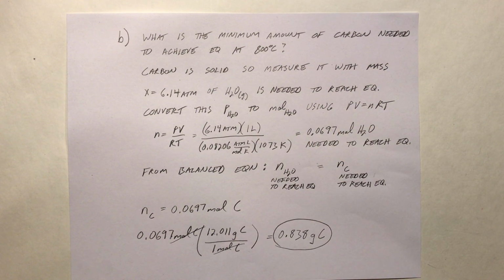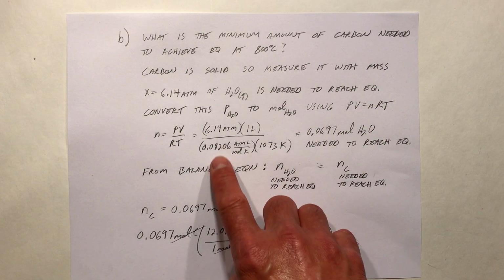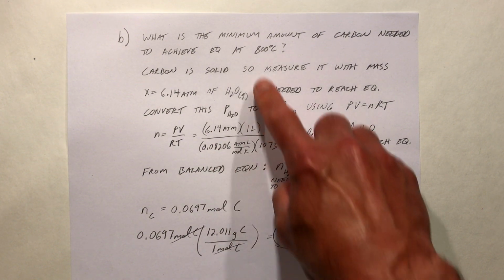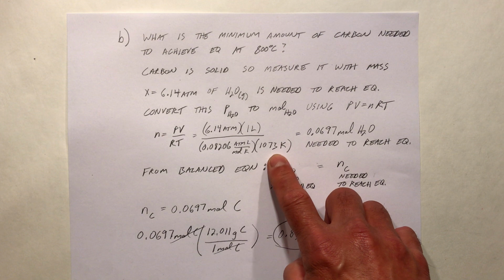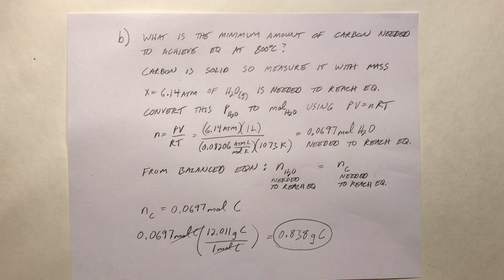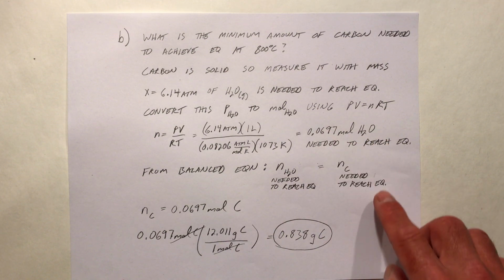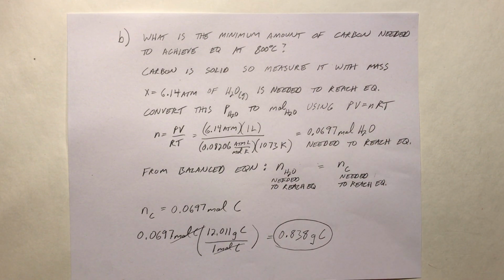Remember, gases occupy the volume of the container. Divide by the ideal gas constant, R, and the temperature, 800 degrees Celsius, is 1073. You have to use Kelvin for temperature. We solve that, and this is 0.0697 moles of water that was needed to reach equilibrium.